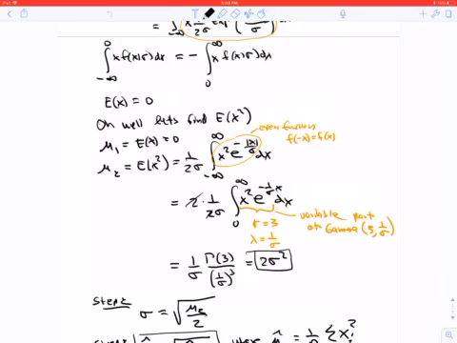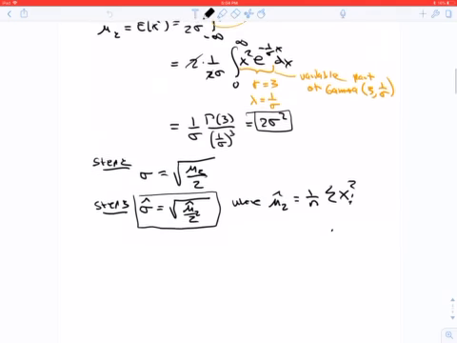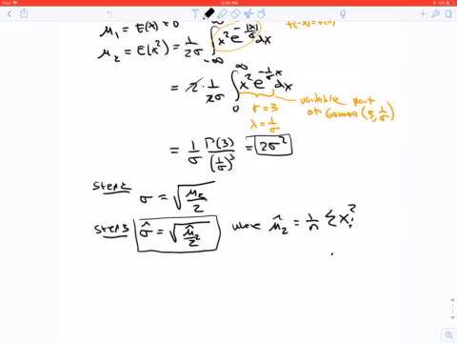So let's try the second moment. Here, because it's an even function, we recognize the integrand as being the variable part of a gamma 3, 1 over sigma, and then conclude that the second moment is 2 sigma squared. We solve for sigma in terms of the second moment, and then use the sample moment to give us the MOM estimate.